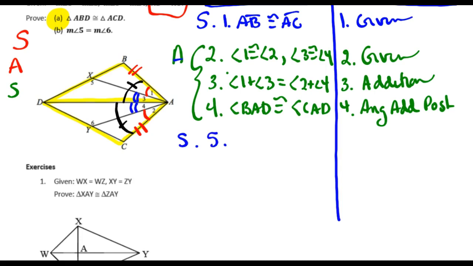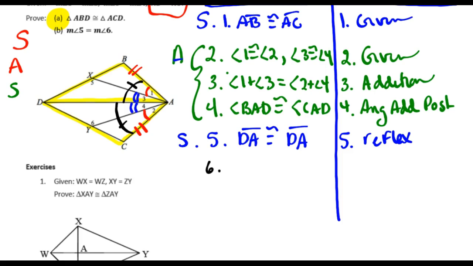So step 5 is going to be AD is congruent to AD. Is it okay if I write DA? Means the same thing. Reflexive property. All right, check this out. Did I just prove step A, 2 triangles congruent? Yes.